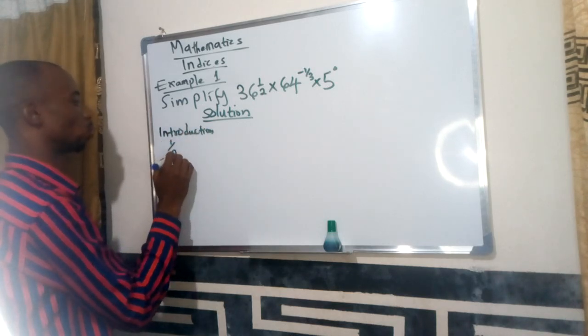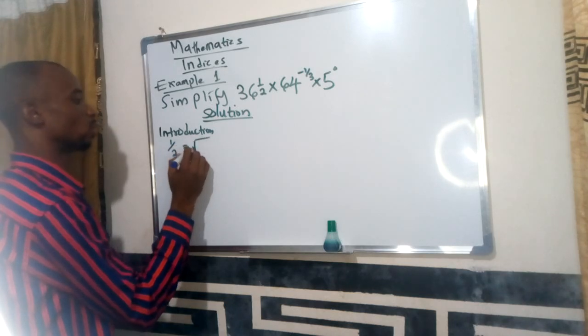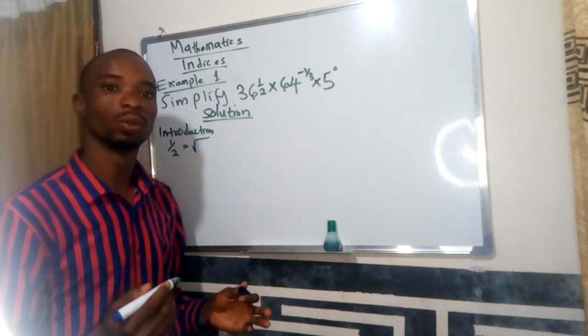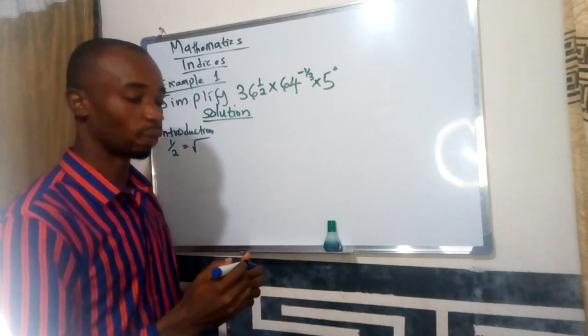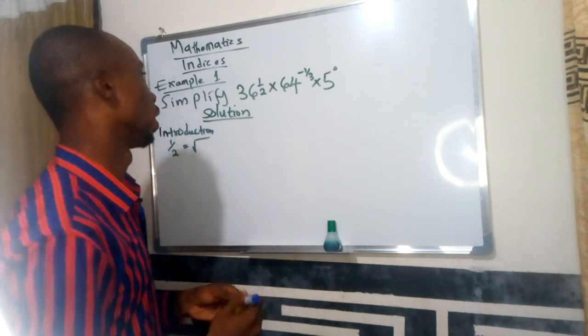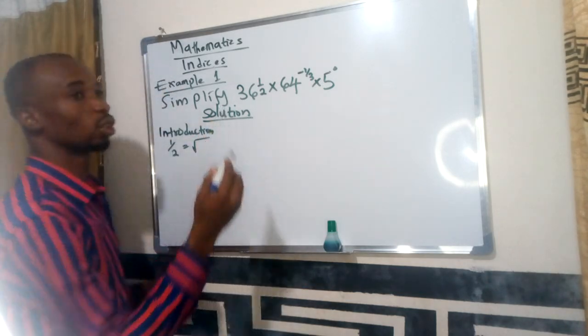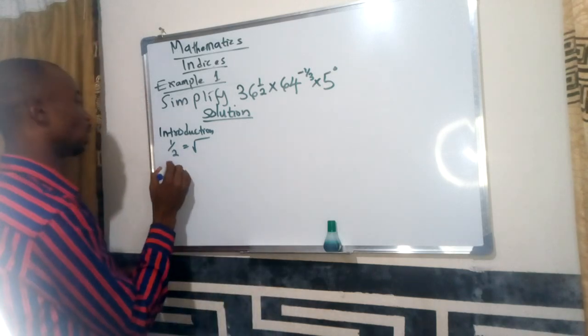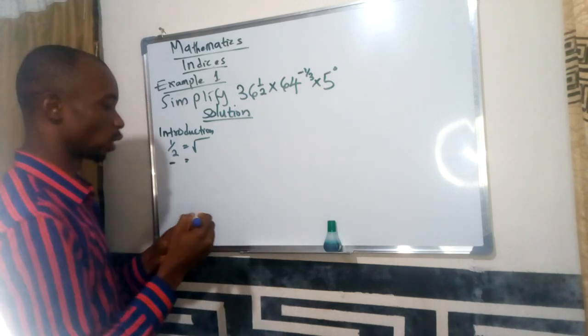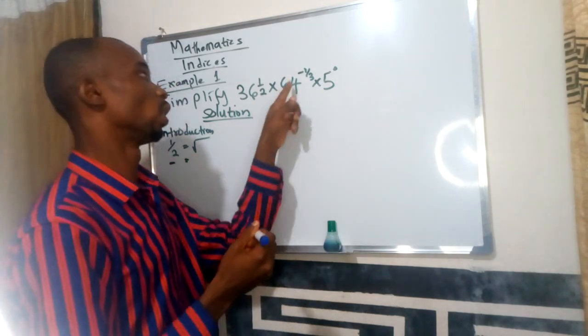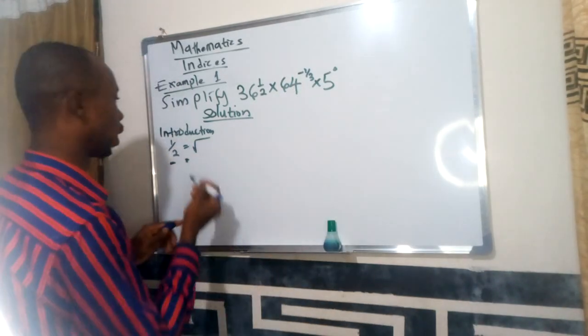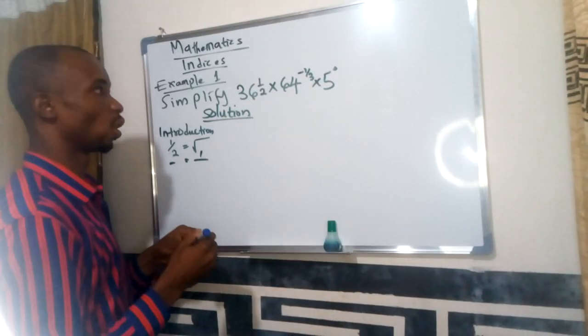That 1 over 2 is the same thing as square root. 1 over 2 is square root, 1 over 3 is cube root, 1 over 4 is fourth root, and so on and so forth. Then another thing you also need to bring out is that when you want to express this minus, it is going to be expressed as 1 over, right?